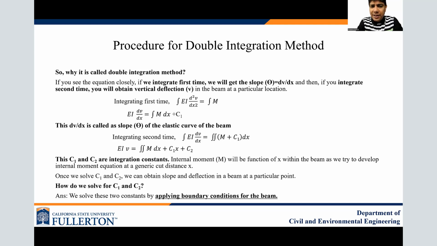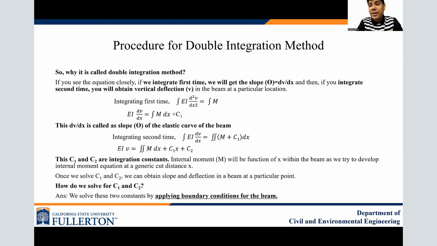In the first integration, you see EI dv/dx is equal to the integration of M dx plus c1. This dv/dx is called the slope theta of the elastic curve. Then again, you integrate the second time, and we obtain EI v, where v is the vertical deflection of the beam.